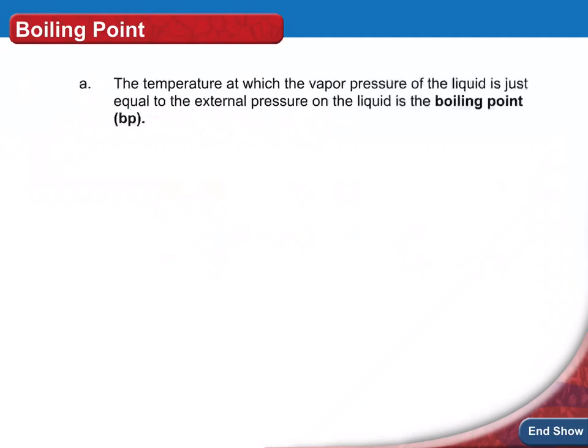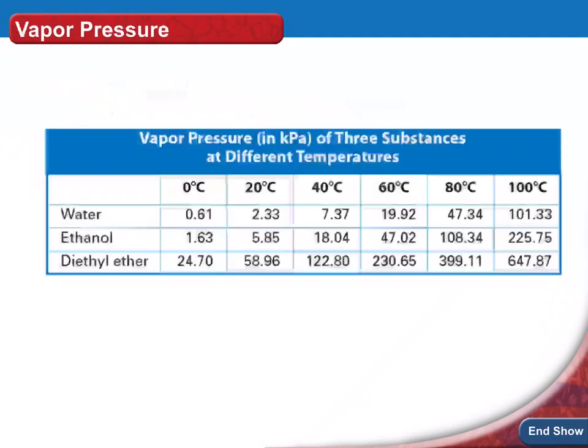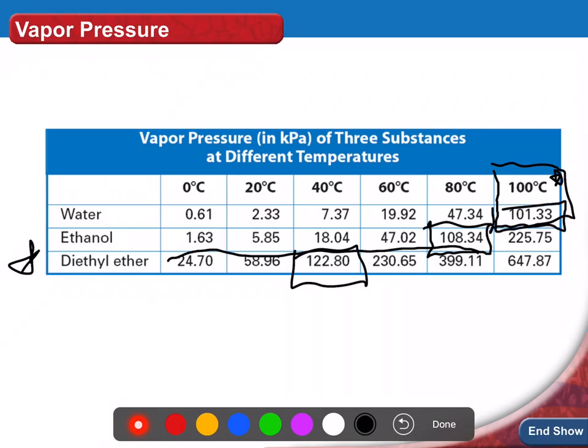The temperature at which the vapor pressure of the liquid is just equal to the external pressure on the liquid is the boiling point. In other words, when the vapor pressure of a liquid becomes equivalent to the atmospheric pressure, that substance is going to boil. That's why we saw a couple slides back that when water's vapor pressure became equal to atmospheric pressure, it boils. That's the boiling point of water.